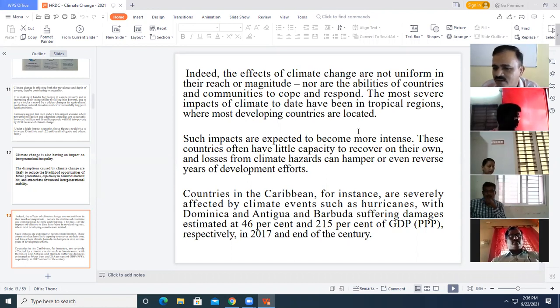Countries in the Caribbean, for example, are severely affected by climate change events such as hurricanes, with Dominica, Antigua, and Barbuda suffering damages estimated at 46% and 215% of GDP, respectively, in 2017 and at the end of the century. Because of those hurricanes in these Caribbean countries, let us just observe that value. 46% of the GDP is destroyed because of climate change in 2017 itself. It is 215% at the end of the century if this climate problem is unaddressed.